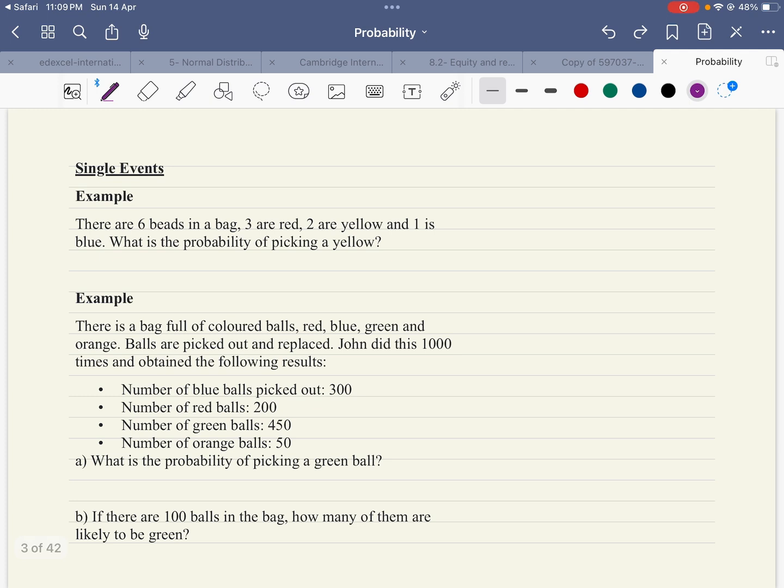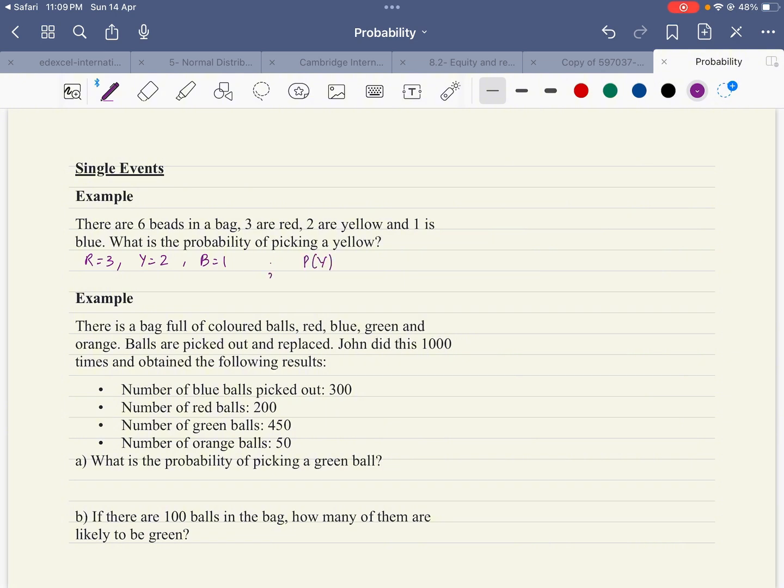Let's have a look at the questions. There are 6 beads in a bag. There are 3 red, 2 yellow, and 1 blue. What is the probability of picking a yellow bead?